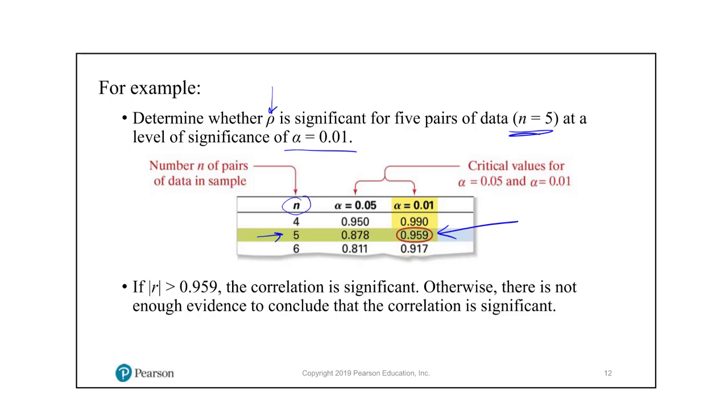So if we have an R in absolute value that's bigger than 0.959, then we'd be able to say the correlation is significant. Otherwise, we can't. There is not enough evidence to conclude that the correlation coefficient is significant.